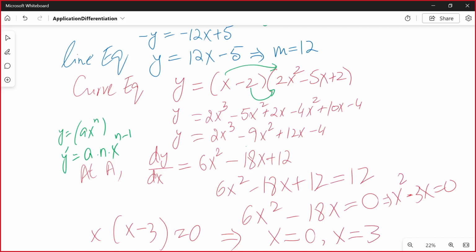Do you remember the null factor formula? It says, let me write it. If a and b is equal to 0, it means either a is 0 or b is 0 or a and b are both 0. So it means it can be x is equal to 0 or x minus 3 is equal to 0. So this comes from x minus 3 is equal to 0 and therefore x is equal to 3. Does it make sense to you?